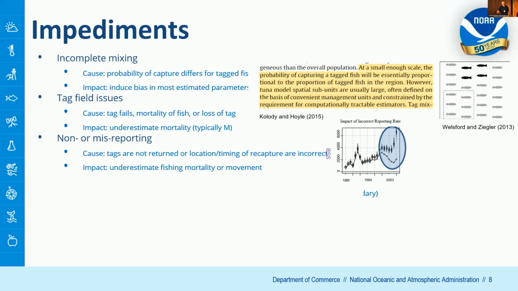And then you have these field issues, which is, how do you deal with it when your tag fails, when you have mortality of a tagged fish, the tag falls off, tag loss, things like that. And then there's also trying to get tags back. So when you have misreporting of information or just non-reporting of the tag itself. And all of these things, if not accounted for properly, can lead to bias in your estimates.